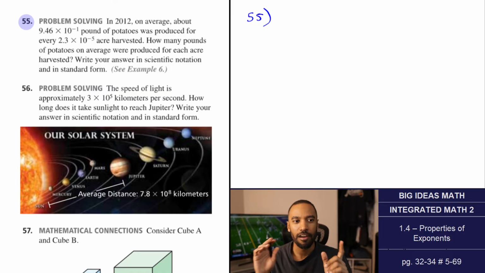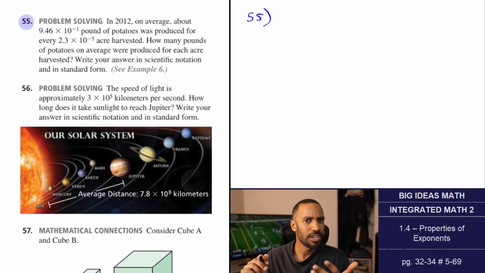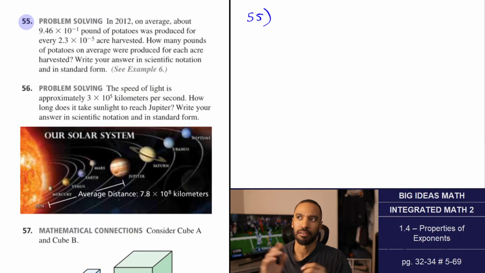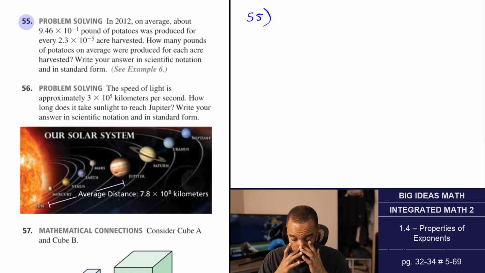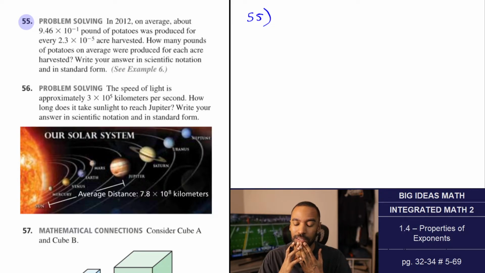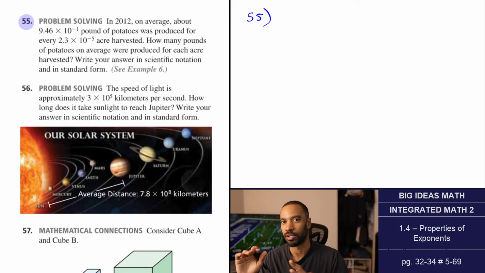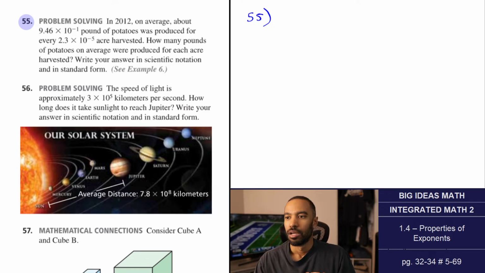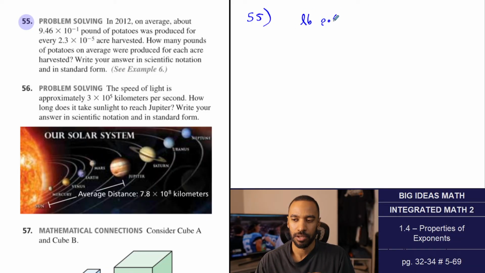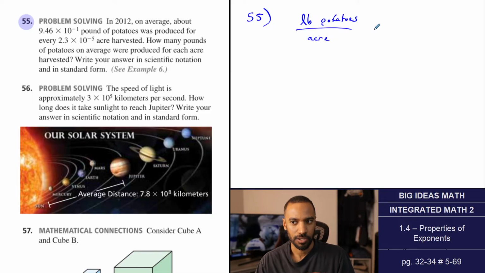So for every 1 acre harvested, this is kind of a proportion-ish, if you will. Let me say it in a different way. If you buy $8 worth of two apples, how much money would you spend for one apple? You have to turn it into the one. So the pounds of potatoes per acre harvested is what we're doing as a ratio. We need to find out how many pounds of potatoes per 1 acre.